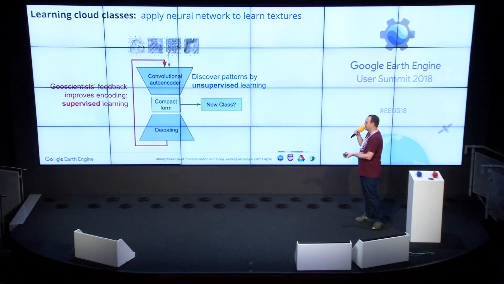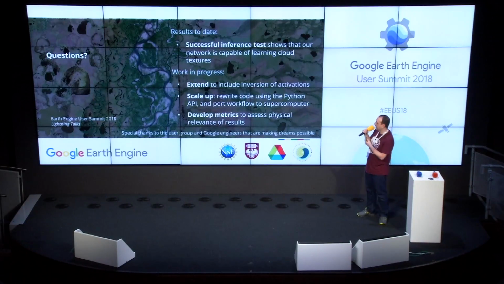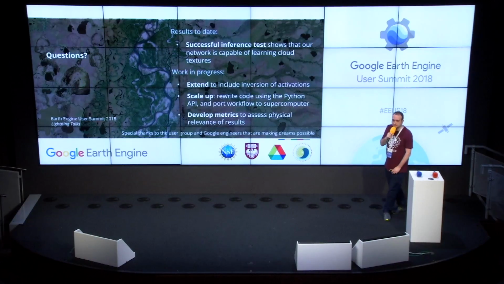We hope to have geoscience feedback on this classification. And the results that we get from this model, when we apply inference on the source data, is that we are able to have better, smoother results at the end. Right now, we are extending it for inversion using the Lucid library and scaling up to run on supercomputing. I'm open to questions. Thank you.